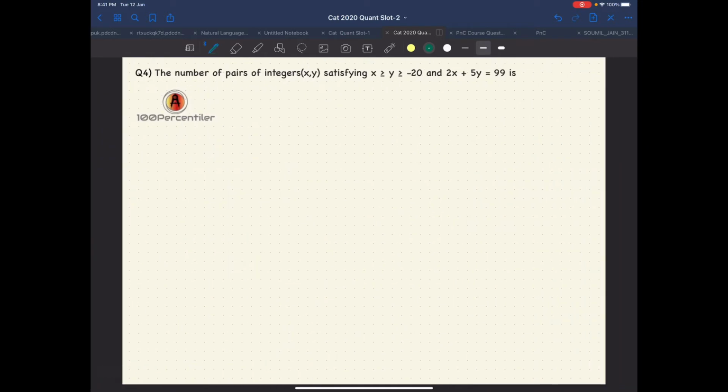Okay, coming to the next question. Here we are given that x is greater equal to y greater equal to minus 20, and 2x plus 5y is equal to 99. So here we can first see that 2x is equal to 99 minus 5y, and therefore for x to be an integer, 99 minus 5y has to be even. Therefore y has to be odd.